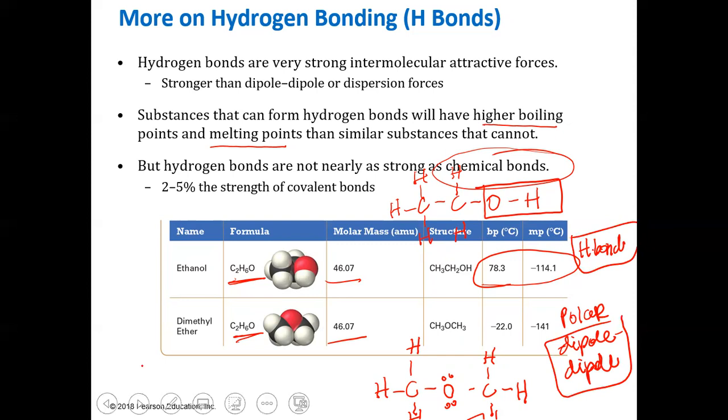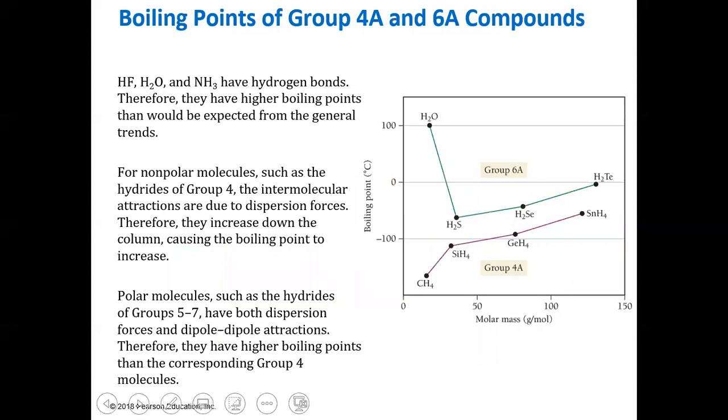Okay, so that's how they would differ. All right. This next slide shows you boiling points of group 6A and group 4A. The biggest thing to note here is water is the only one that has hydrogen bonding, and you'll see that its boiling point is much higher than everybody else's.